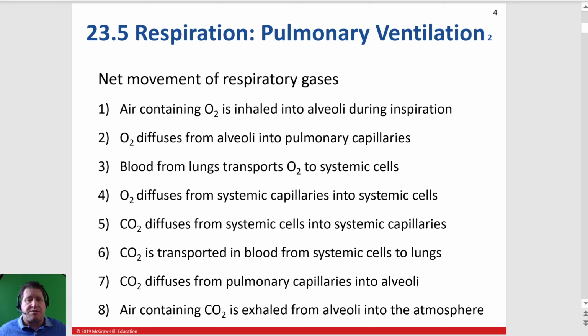Carbon dioxide, the waste product of those cells, comes out of the systemic cells into the interstitial fluid, into the capillaries, and of course, into the blood. Then it gets carried to the lungs where it diffuses out into the air inside the alveoli. So oxygen in, carbon dioxide out in the lungs; oxygen out, carbon dioxide in at the systemic capillaries.